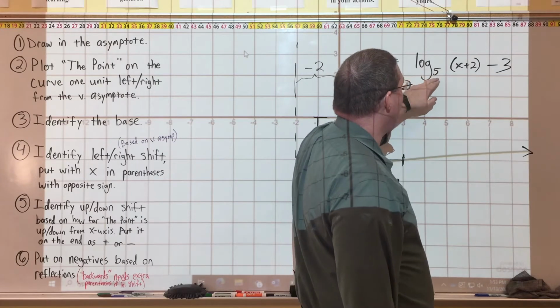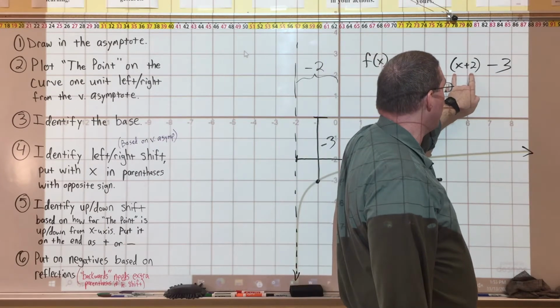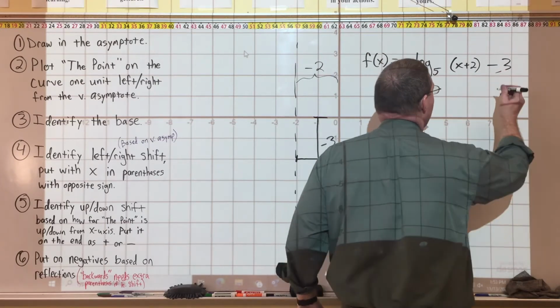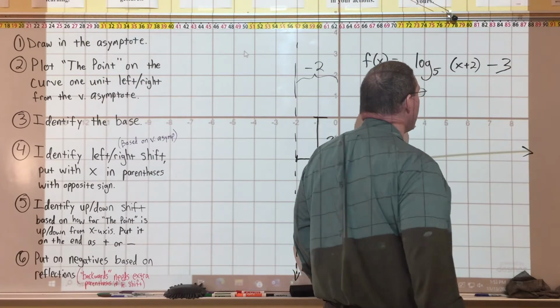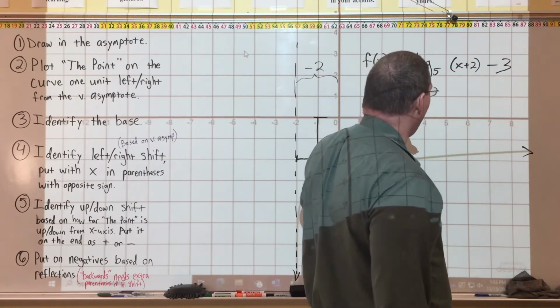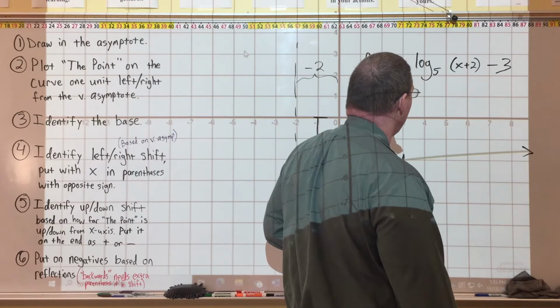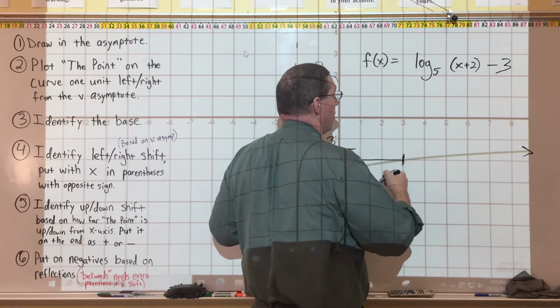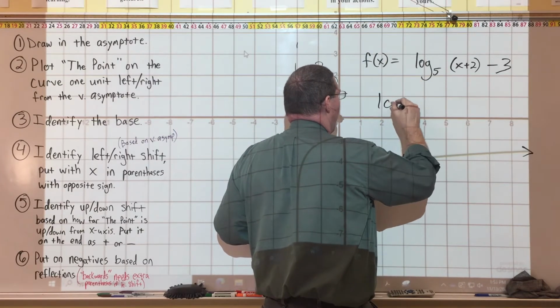f of x is log base 5 of x plus 2 minus 3. Notice we do not need extra parentheses because there's no negative. It's not backwards. There's no negative on the x plus 2. So the way I would key this into the computer would go like this.